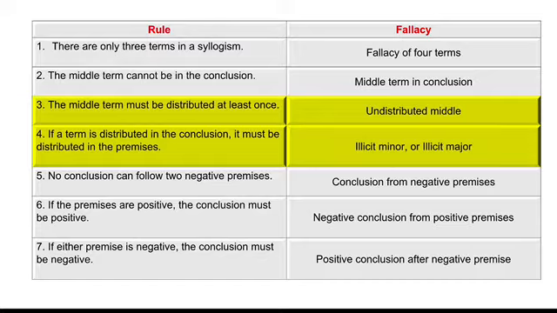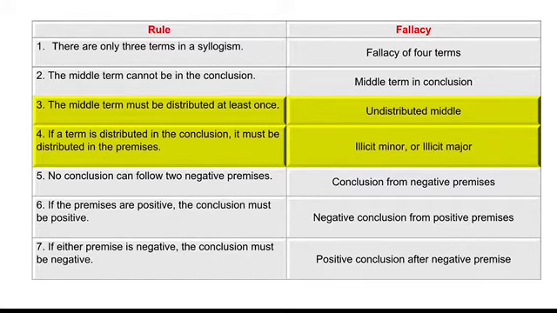Rule 3, the middle term must be distributed at least once. And if it's not, that's the fallacy of the undistributed middle. And rule 4, if a term is distributed in the conclusion, it must be distributed in the premises. And if it violates that rule, we call it the fallacy of the illicit minor or illicit major. And you may be wondering right away, well, what on earth does it mean for something to be distributed? And that's where we have to go next.